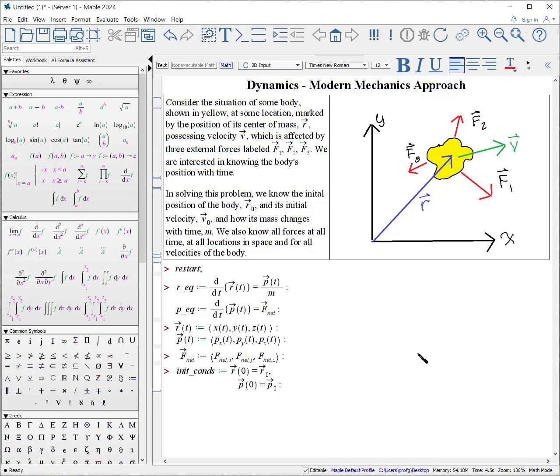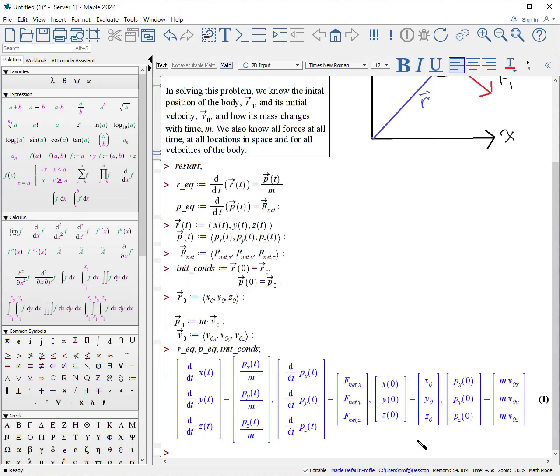We must include the initial conditions for these 2 rate equations, where the initial position has to be a 3-unit vector, as well as the initial momentum. It is useful to write out all the equations. Hopefully there are 4 of them. 1, 2, 3, 4. Notice all 4 are vector equations.